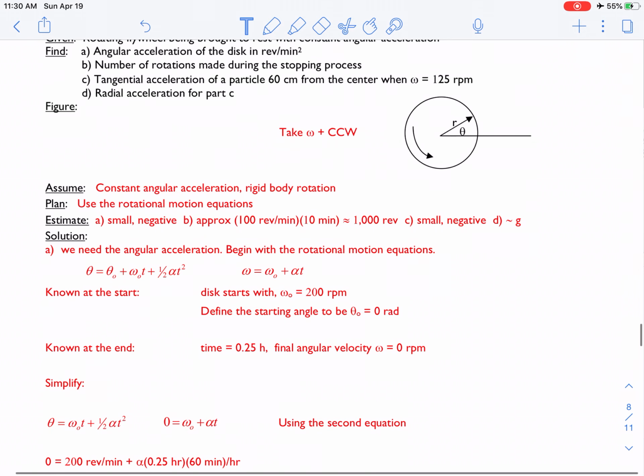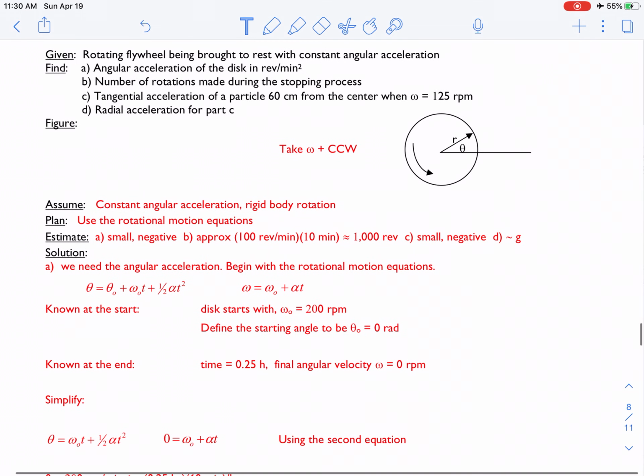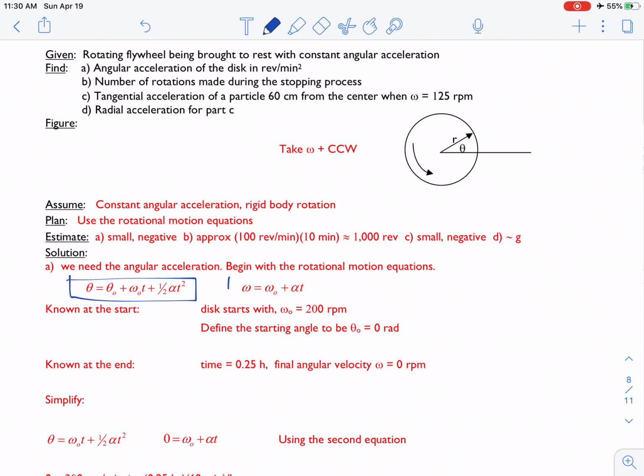Okay, so the first part, angular acceleration of the disk in revolutions per minute squared. So we want to get that angular acceleration. We have two equations. This is our step 1, writing position and velocity equations, but these are now in angular form. And step 2 is writing what we know at the start and at the end. At the start, we know that omega 0 is 200 RPM, and we will define theta 0 to be 0, so we're going to cross that out. And at the end, we know the time is a quarter of an hour.